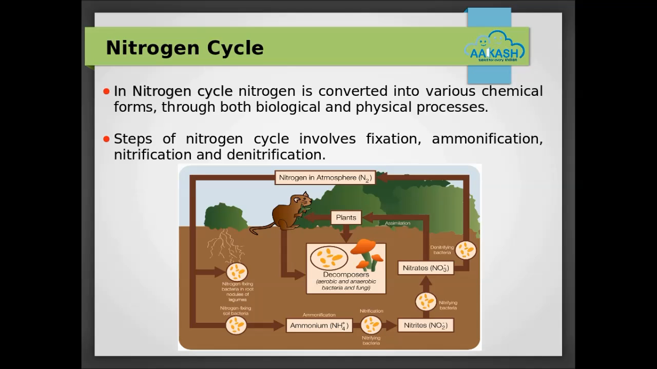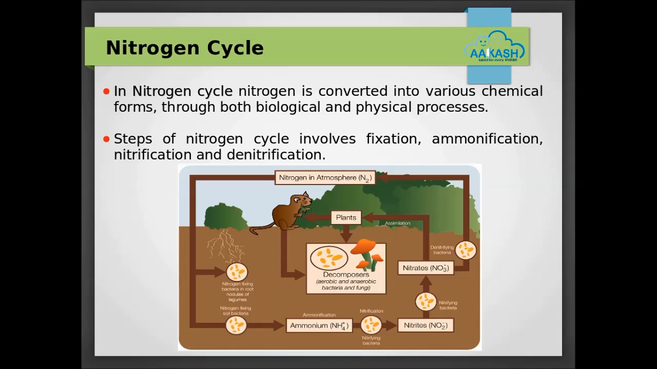Nitrogen cycle. Nitrogen is an essential nutrient which is needed to make amino acids and other important organic compounds by living organisms. The process by which nitrogen is exchanged between organisms and the environment is called nitrogen cycle. This exchange takes place through biological and physical processes.